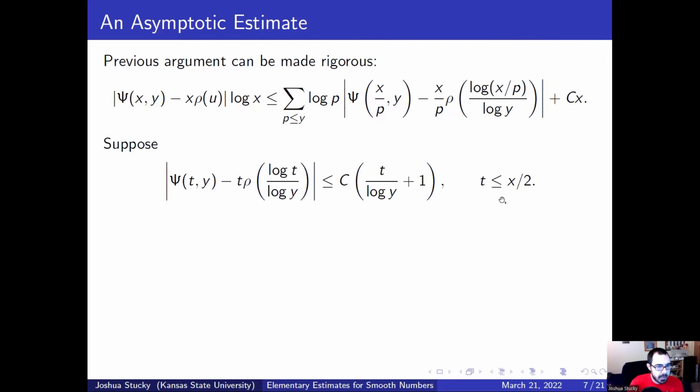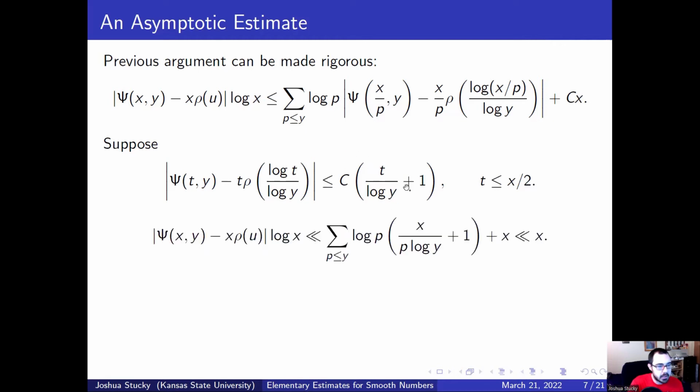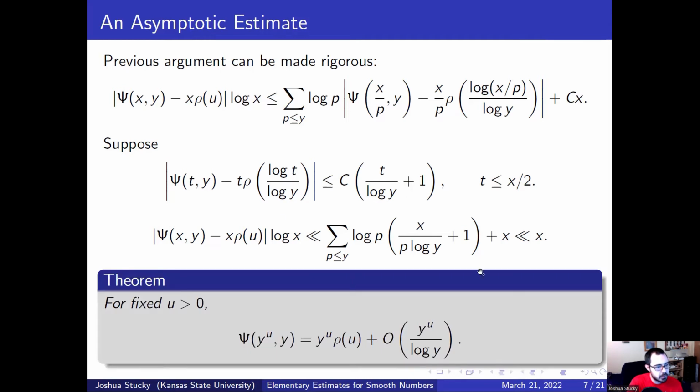And so once you do that, here's the inductive hypothesis that you're bounded by t over log y, this error term, essentially. If you put that in and you write down what your answer should be, then when you evaluate it, log p over p is going to give you a log y, which cancels with this log y. So I get an x, and then log p up to y gives me a y, which is bounded by x, trivially. So my whole estimate here is bounded by x. And so my psi of x, y minus x rho of u, for rho of u being the Dickman-de Bruijn function, I can actually write down this asymptotic.